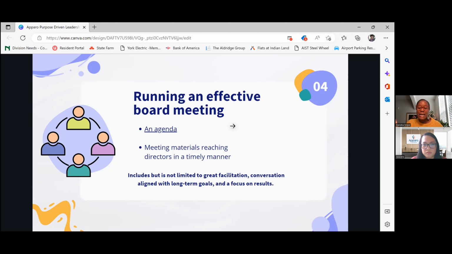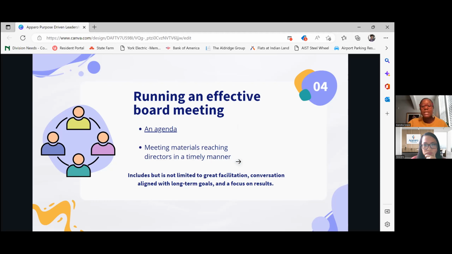It keeps your ideas focused. You know exactly what you came there to accomplish. You know exactly what topics you want to talk about. And an agenda just keeps you on track to make sure, at all costs, you can stay away from rabbit holing. And also, to run an effective board meeting, board members have to have the right materials.